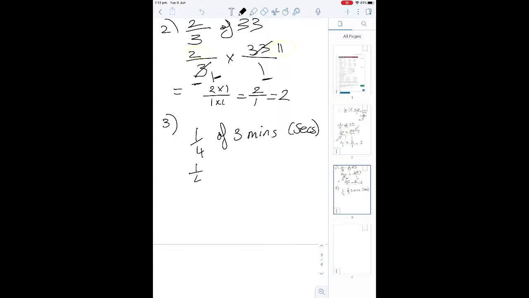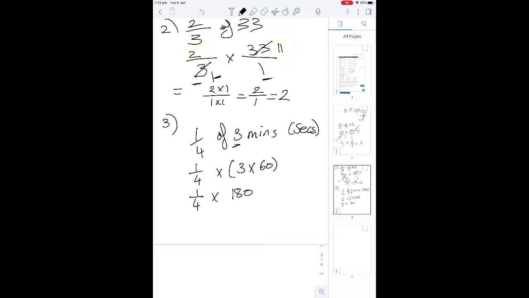Since I'm working with seconds, I'm just going to change that 3 to seconds straight away while I'm here. How do I do that? Do you remember? 3 times how many seconds in a minute? 60. So that will end up giving me 180 here.